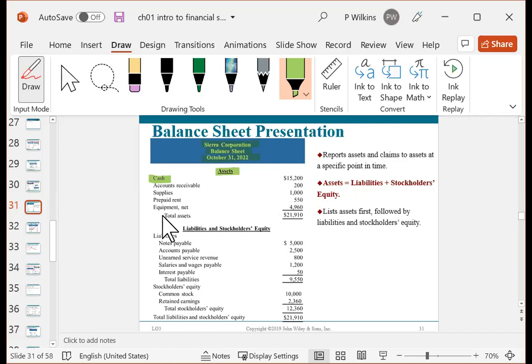All right, so we have total assets. The total assets are $21,910, right? Now we have the second part of the statement. In the second part of the statement, the title is called Liabilities and Stockholders' Equity, okay? So the first section is liabilities, and that is what you are liable to pay. So those are, you owe those money to people, and so you have to pay them back. You're liable to pay them, okay?